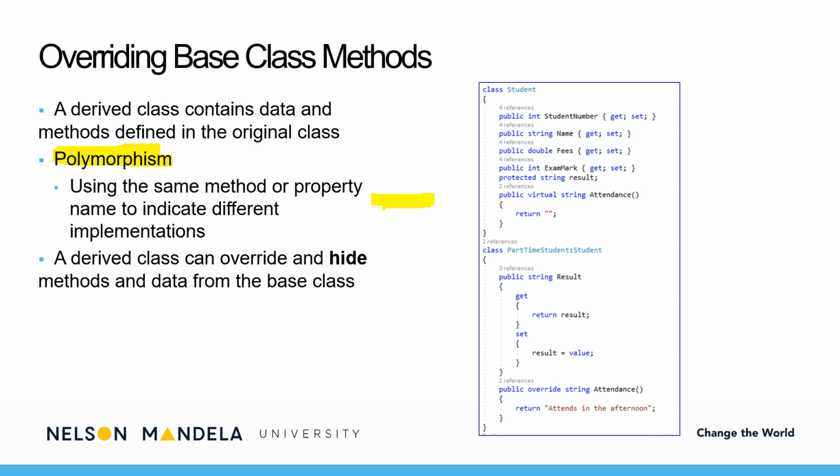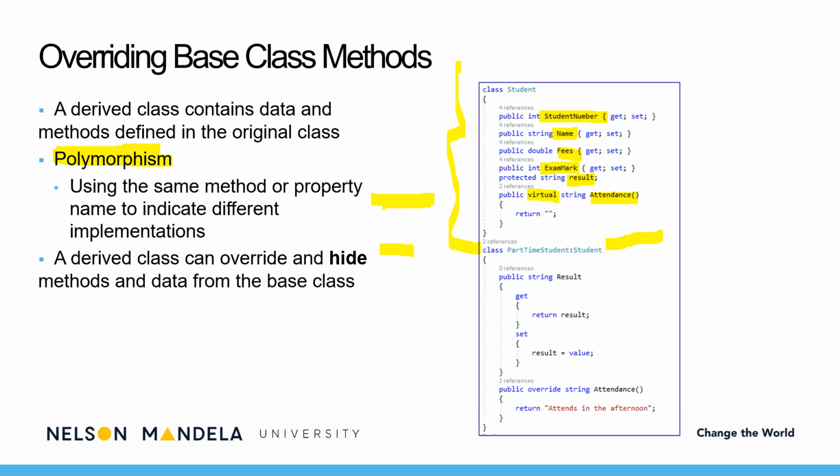What that means is you can have, for example, one method in the parent class where this method can mean something different in each of the child classes. An example for that is in our student class: we've got a student number, a name, fees, and an exam number in the result. And then you've got a method that is called attendance, and we're going to apply polymorphism in this method.